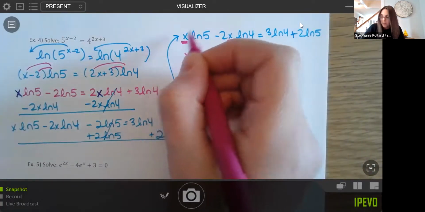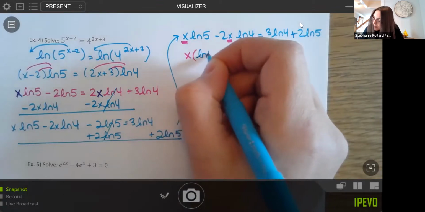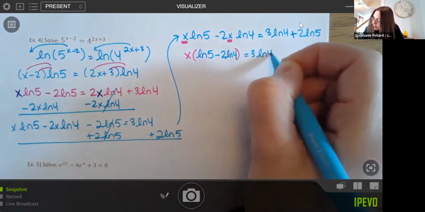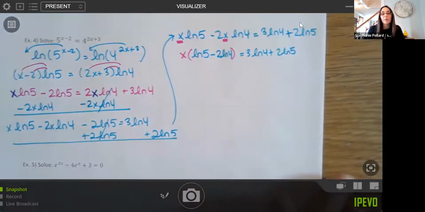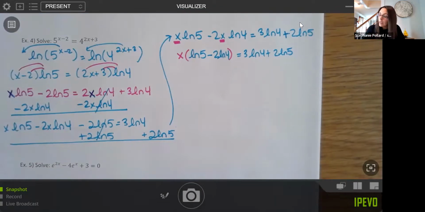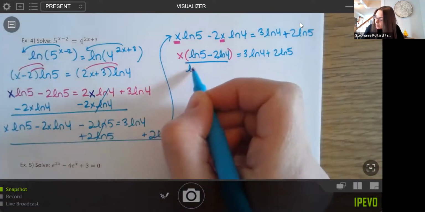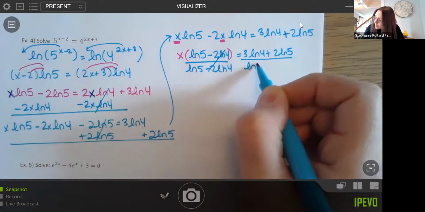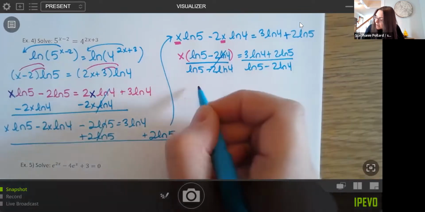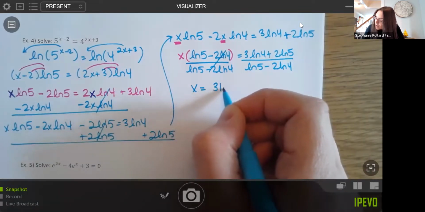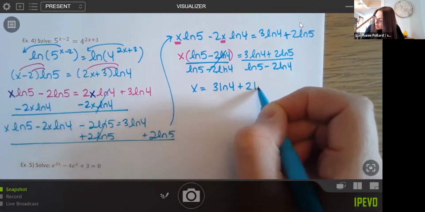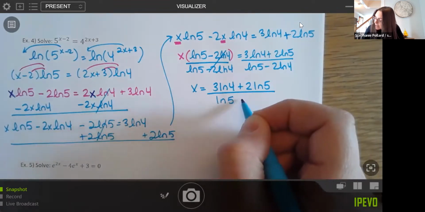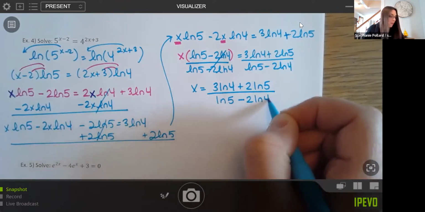So if I factor the x out, then I have natural log of 5 left minus 2 natural log of 4. And I'm actually now able to solve. All I want to do is get that x by itself. So I can divide both sides by natural log of 5 minus 2 natural log of 4. And I have x is equal to 3 natural log of 4 plus 2 natural log of 5 all over natural log of 5 minus 2 natural log of 4.